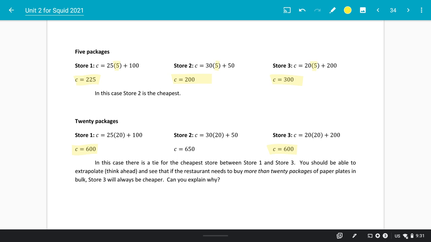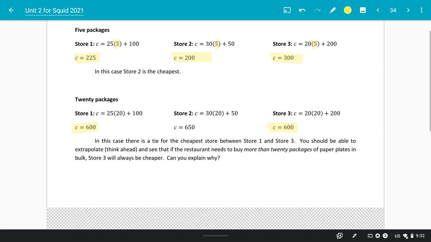So now you can compare them and you can say, hey, if you've got a small number, we're going to go to store 2. If we got a middle number, we go to this store. And if we want a lot of packages, then we would go to store 3. In this case, there's a tie for the cheapest store between store 1 and 3.